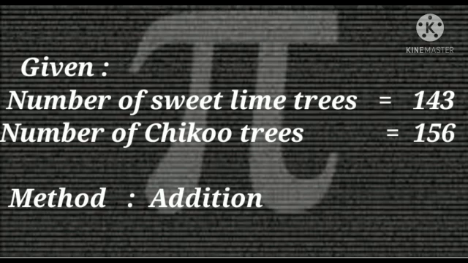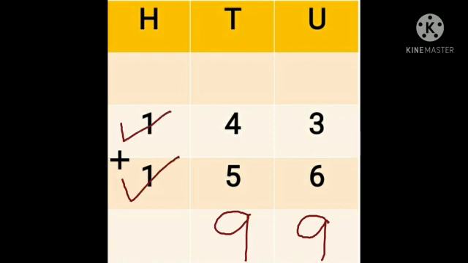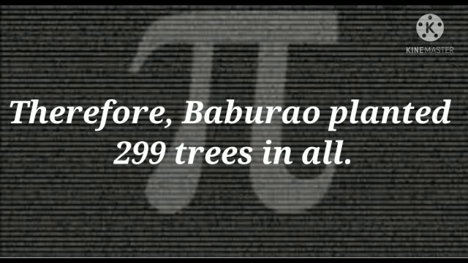The numbers we will arrange according to the place value, starting from the units. 3 plus 6, the answer is 9. 4 plus 5, the answer is 9. 1 plus 1, the answer is 2. Therefore, Baburao planted 299 trees in all. Moving on to our next example.